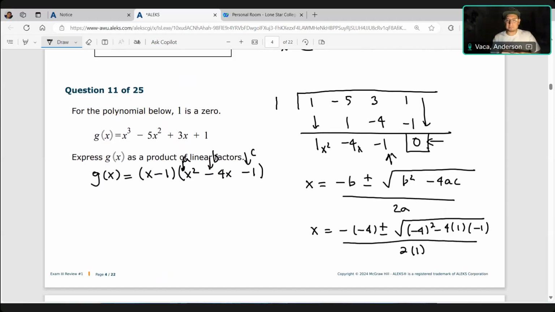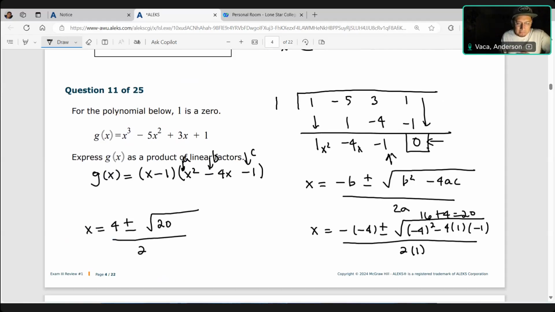Oh, my hand is hurting. All right, continuing through this, this becomes, let's just do it here. Let's not be lazy. X is equal to positive 4 plus or minus the square root, we'll do that in a second, trust me, divided by 2. Let's see, that will be 16 plus 4, which is equal to 20. This becomes 4 plus or minus 2 square root of 5 over 2.